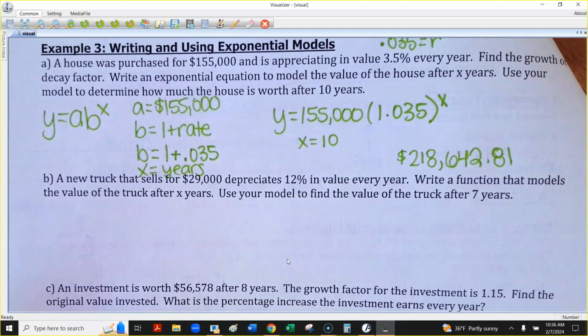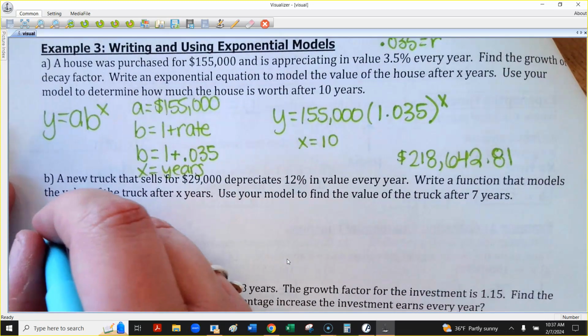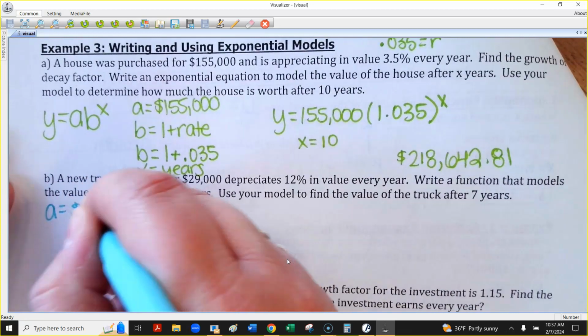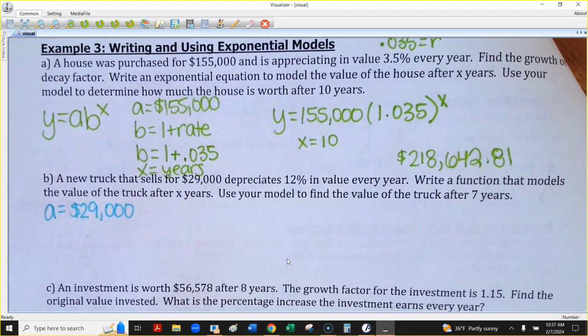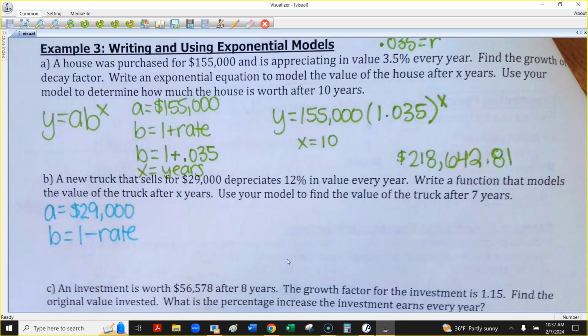Okay, now, most of the time, if you're talking about a vehicle or a boat or something like that, those go down in value most of the time. All right, so this says a new truck sells for $29,000. I probably need to update some of these examples because that's probably dirt cheap. So the initial value of the truck is going to be what we're going to plug in for a in that general form. Now it depreciates. So depreciate means it loses 12% of its value. All right, so we're going to do 1 minus the rate.